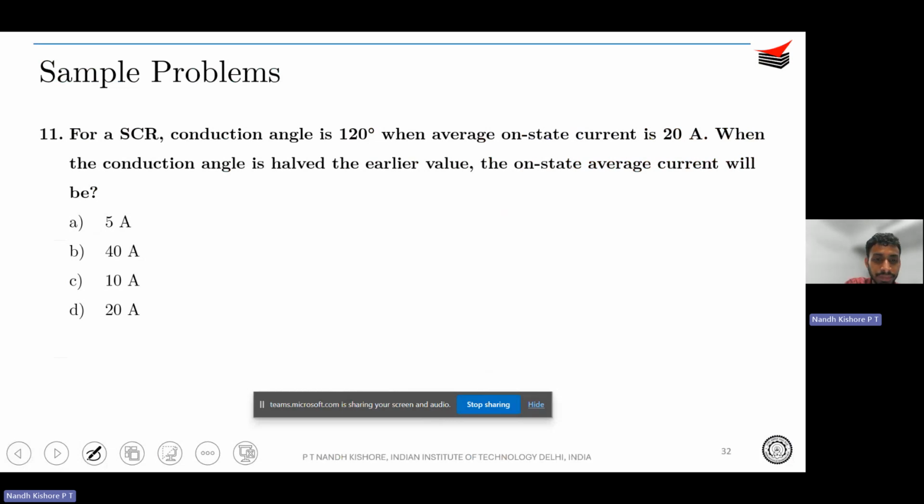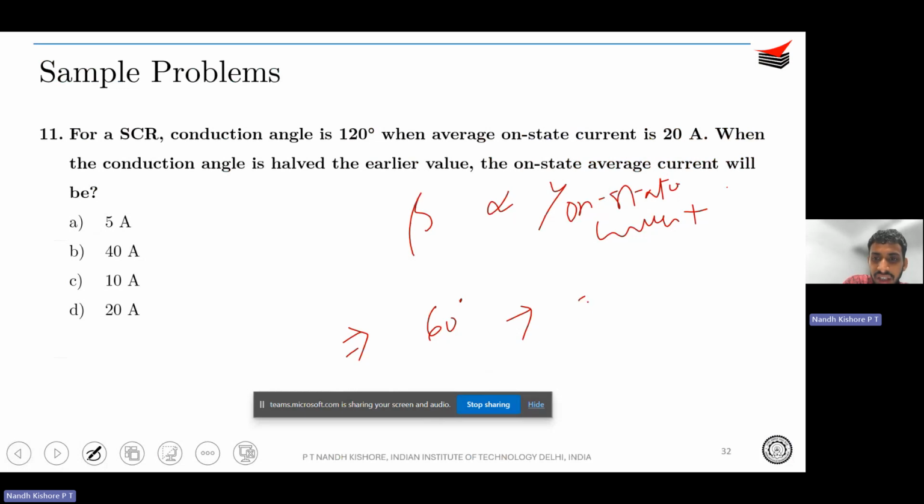Over here, you know that your beta is inversely proportional to your on-state current. Therefore, what you might expect is that at 60 degrees, the on-state current gets multiplied by 2. Therefore, it's going to be 40 amperes.